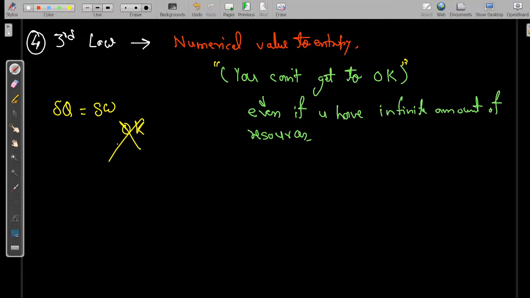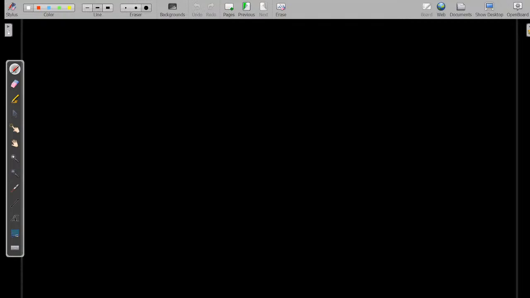So this was the brief overview of all the laws. Now we will move from the first chapter, and in this chapter we will deal with some definitions.